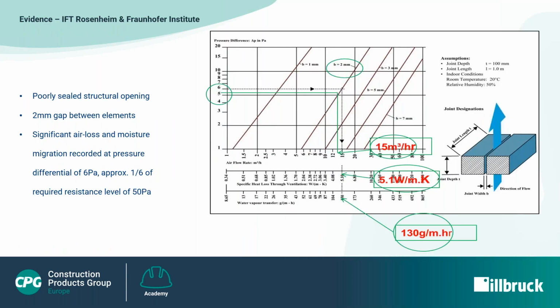Now, air loss and moisture migration still occurs even at lower pressure differentials. The graphic represents an experiment carried out by the Fraunhofer Institute in Germany. With the ambient air temperature set at 20 degrees and relative humidity of 50%, there was significant air loss recorded and migration of moisture at only a pressure differential of 6 pascals in a 1 millimeter wide joint. Now, 6 pascals is approximately 1/6 of the apparent test standard of 50 pascals.